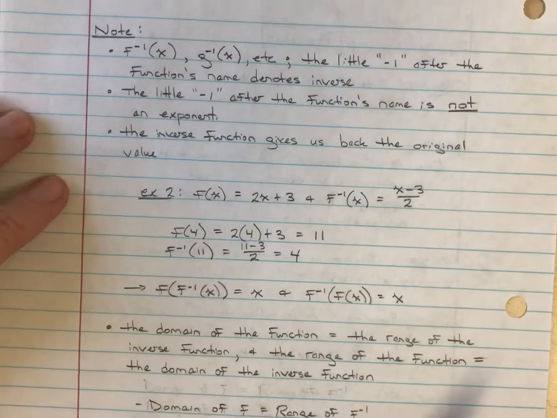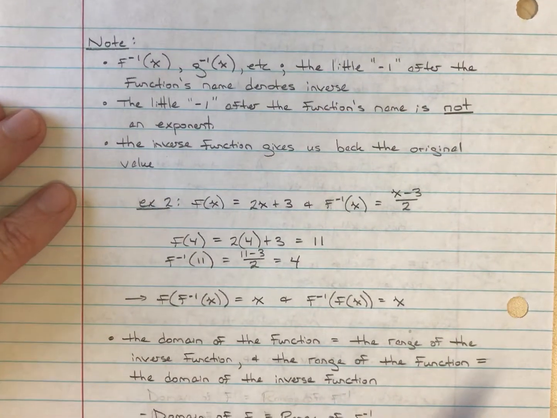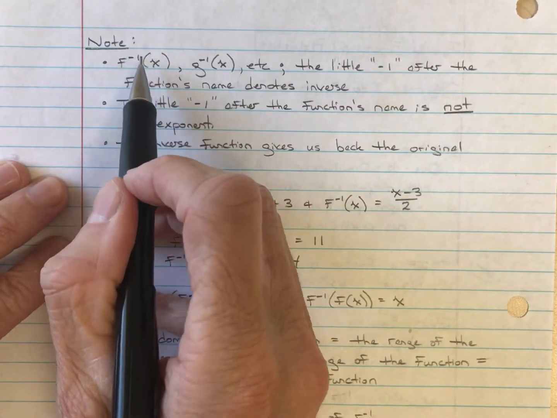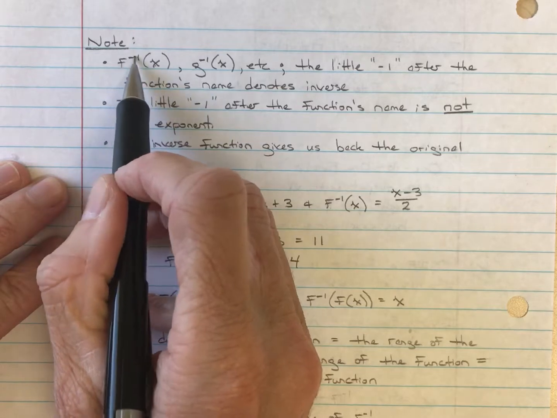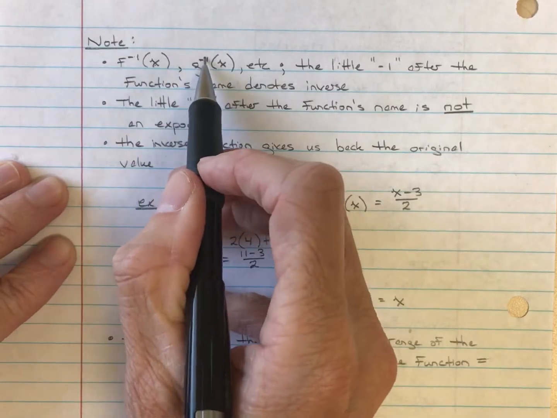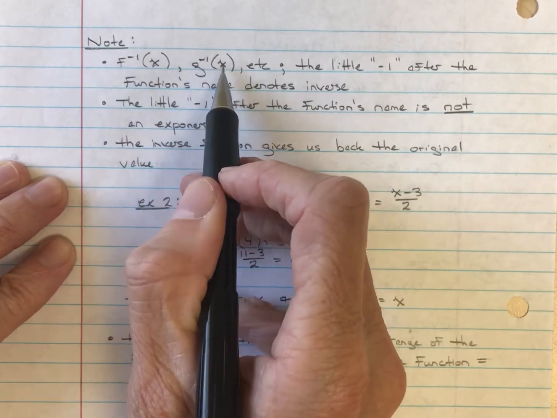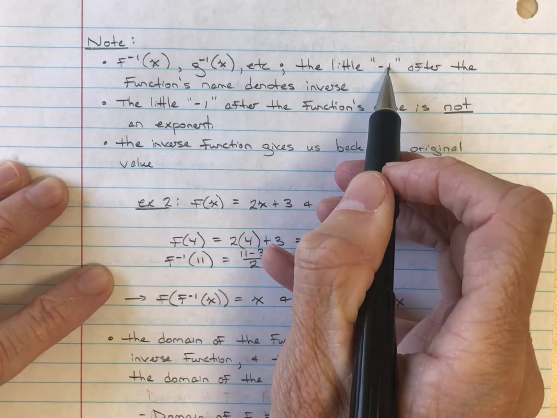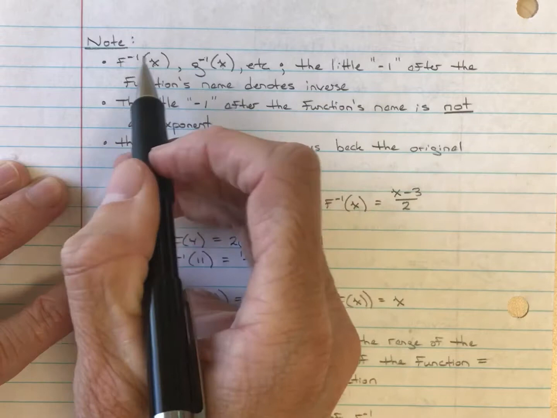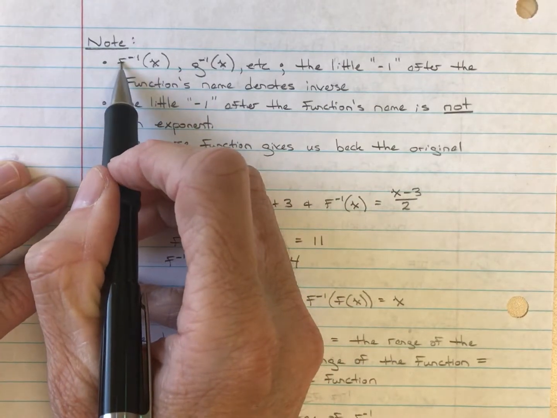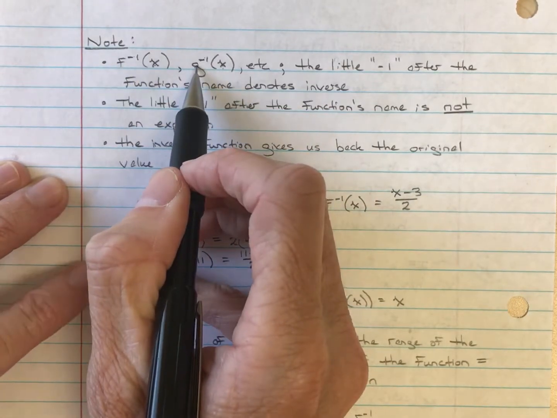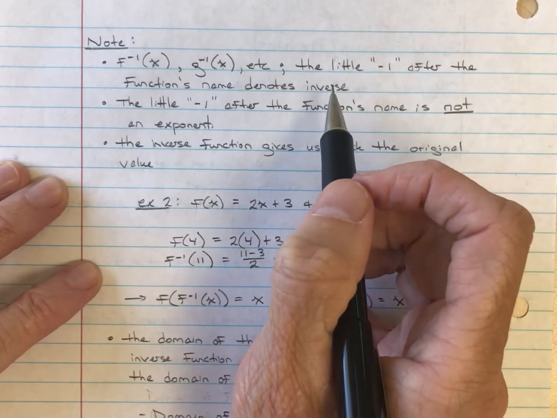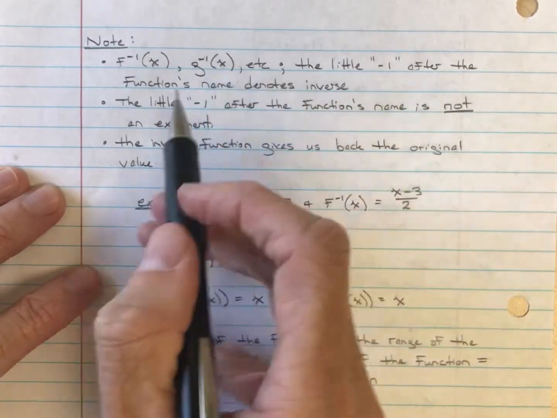Some notes about inverse functions. f negative 1 of x, or the inverse function of f, g negative 1 of x, or the inverse function of g, etc. That little negative 1 after the function's name, notice this is the f function, this is the g function, tells you that this is the inverse function. Okay, that's the notation for it.